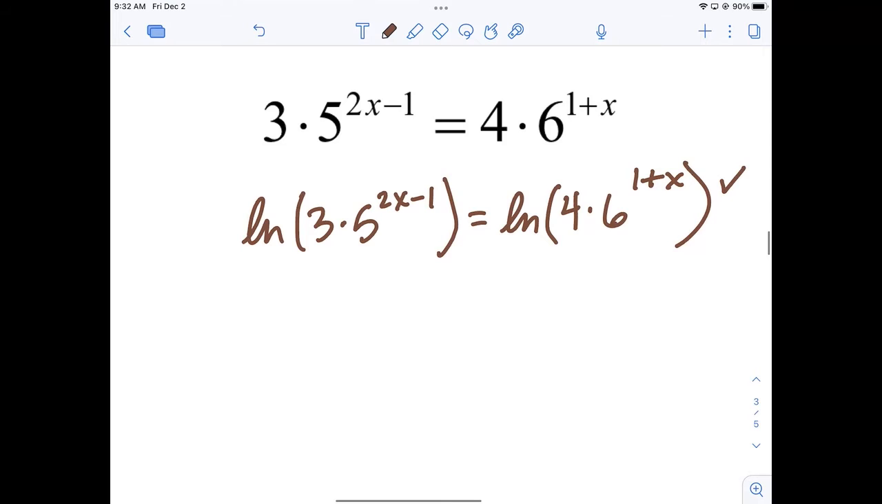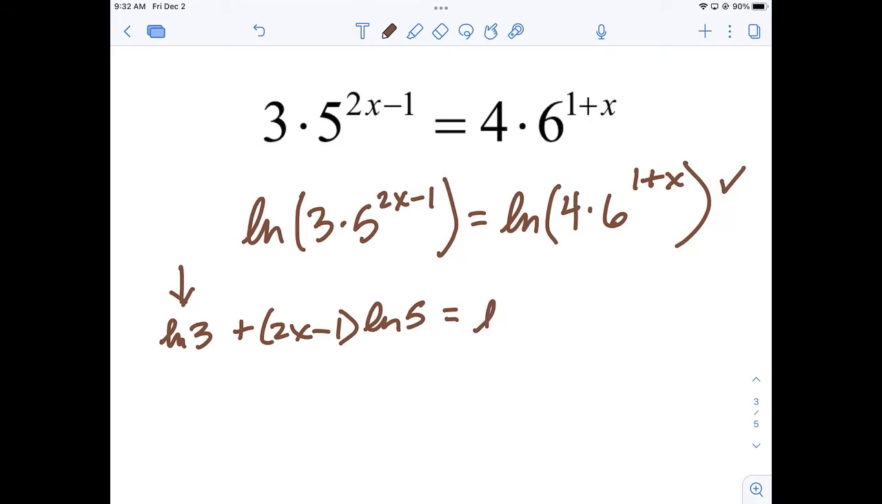Now I got to expand it out. So this becomes the natural log of 3 plus (2x minus 1) natural log of 5. So we just have this extra term here from the previous problem. And over here we get the natural log of 4 plus (1 plus x) natural log of 6. And again, we just have that extra term. So those 2 extra coefficients turned into 2 extra terms. And that's it. That's really the only difference between these 2 problems. It's just a lot of things to write down from line to line. That's really all it is.